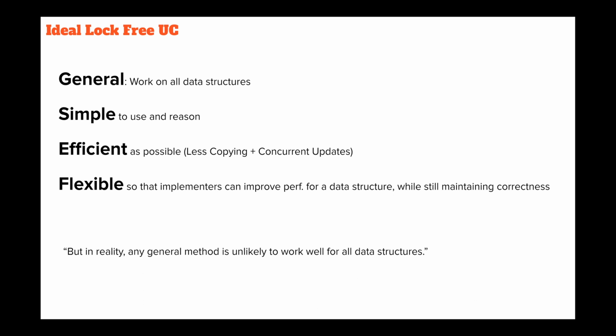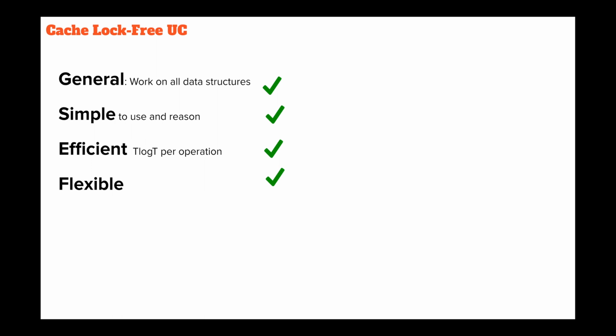So the ideal lock-free universal construction has four features. It should be general, it should be simple, it should be efficient, and it should be flexible. Generally, a universal construction for all data structures doesn't work well for all the parameters, but the author claims that this universal construction that we are going to cover is good with all the features that we have listed here.